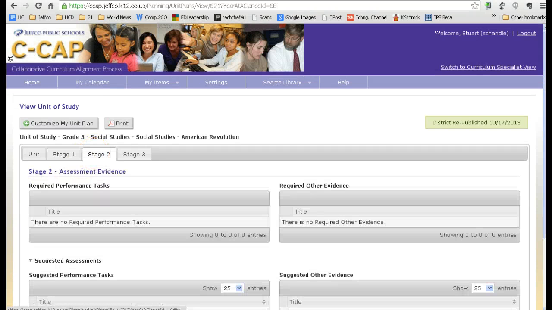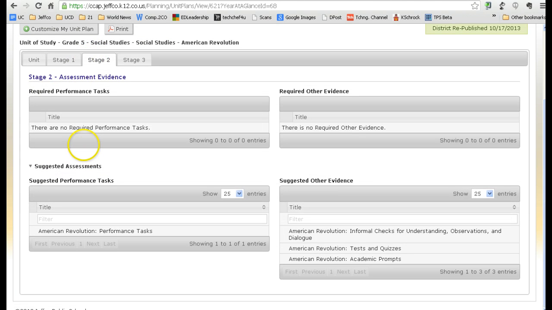I'm going to come back up here to stage 2, and this is where we look at evidence. There is a performance task that has been created to go with this unit if you'd like to use it. Also over here you're going to see different suggestions for other types of assessment evidence, tests and quizzes, academic prompts. As teachers send in different tests, quizzes, academic prompts, things like that, I'll continue to add those resources to these links so that you can use those to support your planning.